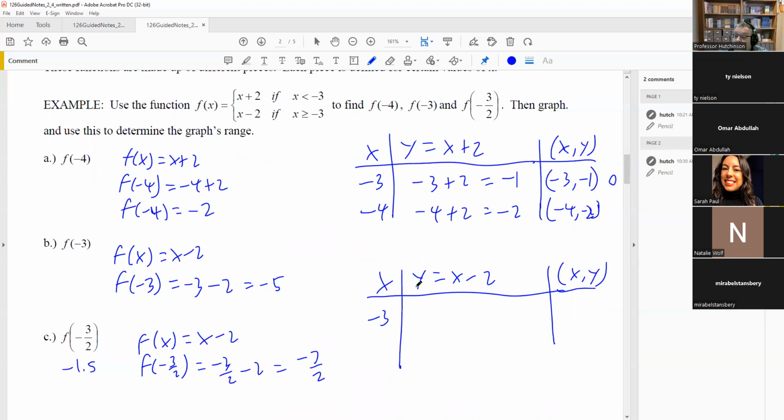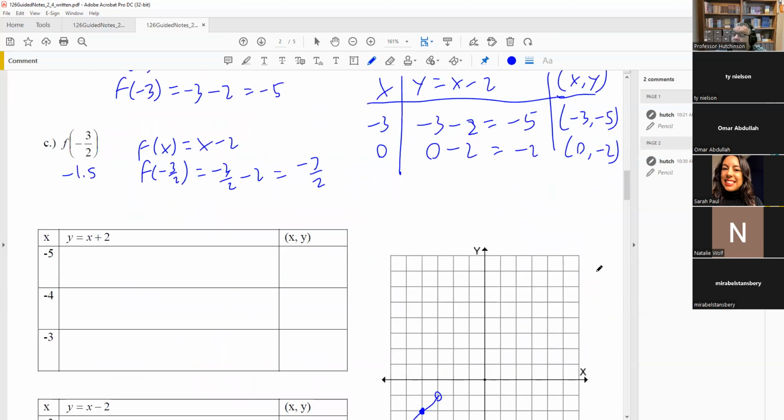Now we already did this one earlier. -3 minus 2 is equal to -5. So we get the point -3, -5. Then we'll try one more, any other point. It can be any point that's greater than -3. 0 is an easy one to try, so let's do 0. So I have 0 minus 2, and that's equal to -2. So 0, -2 I get for that one.